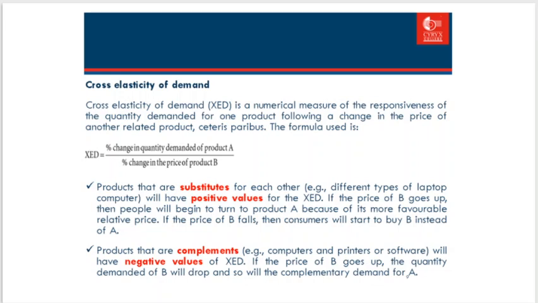Products that are complements, e.g., computers and printers or software, will have negative values of XED. If the price of B goes up, the quantity demanded of B will drop and so will the complementary demand for A.